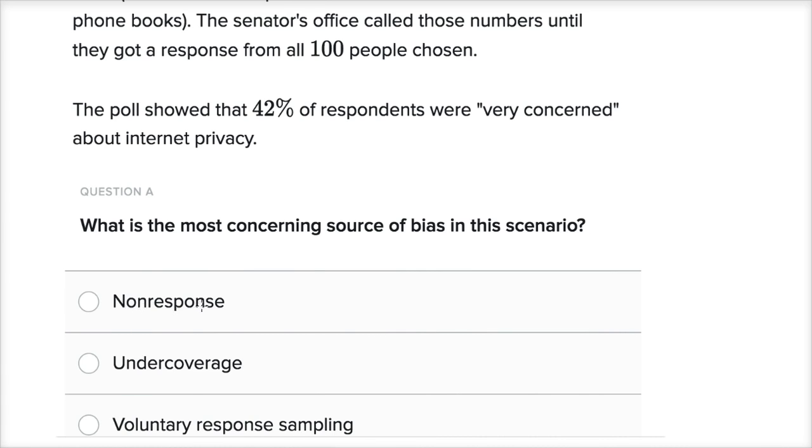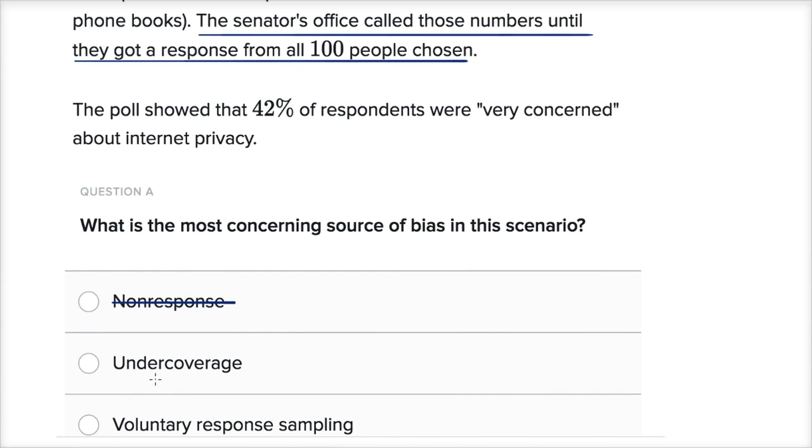So non-response would have been the case if we selected these 100 people, and let's say only 50 people answered the phone and we didn't keep calling them. Then we'd say, well, 50 of the people who we sampled to answer our survey didn't even respond. There was a non-response there. What was there about those 50 people? Maybe there was something that would have skewed the survey, or actually, if we had gotten them, it would have given better data. But in this case, they tell us the senator's office called those numbers until they got a response from all 100 people chosen. So the 100 people that they chose, they made sure they got a response. So non-response is not going to be an issue here.